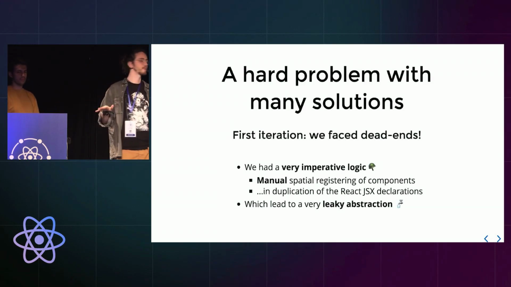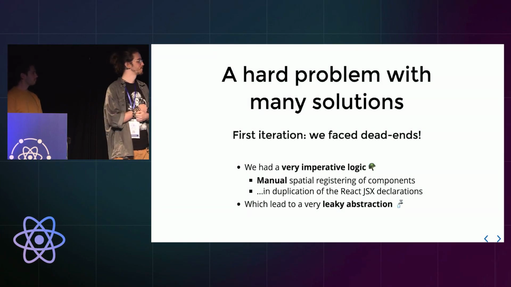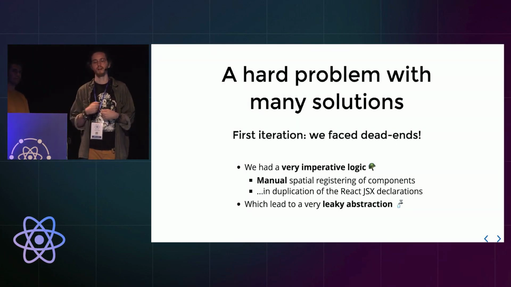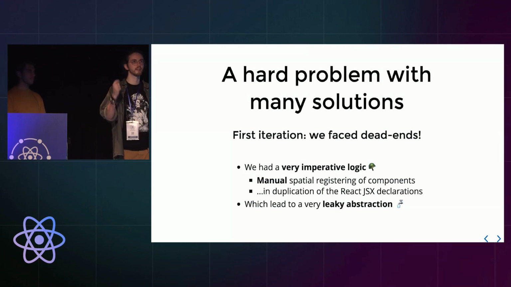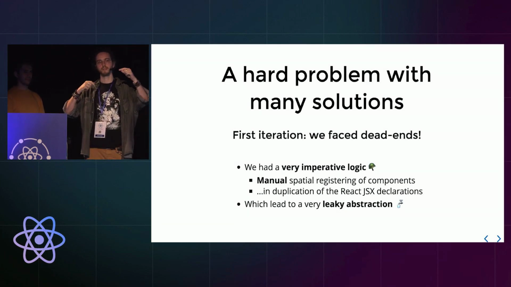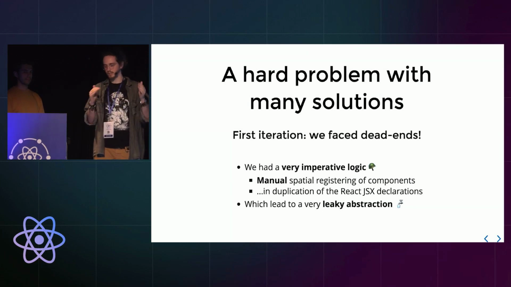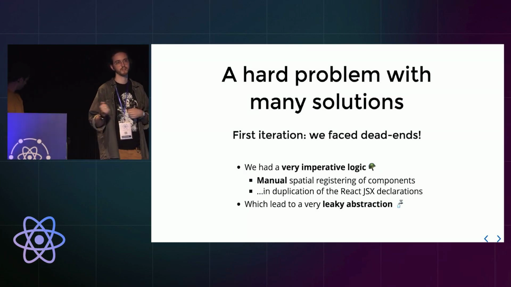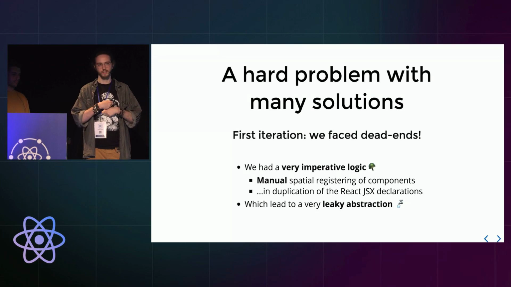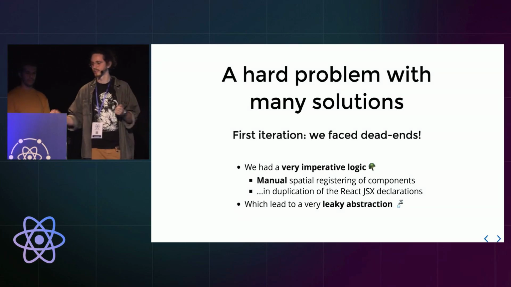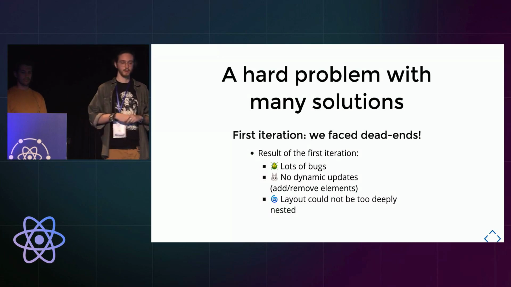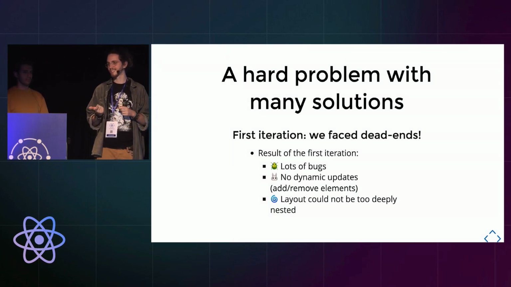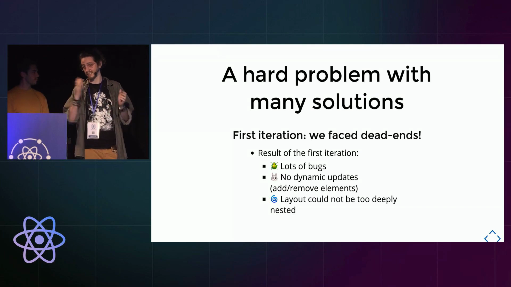First, I want to tell you about the first iteration we had. We faced many dead ends. We had a first version with a lot of imperative logic, where you had to declare components manually in a useEffect, and also redeclare them in JSX. There was duplication between the declarations, so you can imagine bugs. We had a very leaky abstraction, with spatial navigation logic dripping everywhere in the business code base. It was really painful to work on, so we had many bugs. We could not handle dynamic updates, like adding content dynamically. We could not have any layout we wanted.